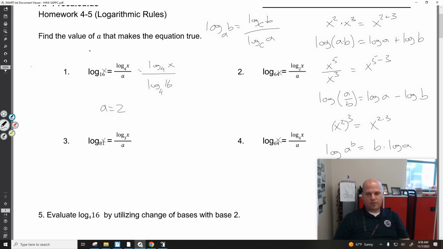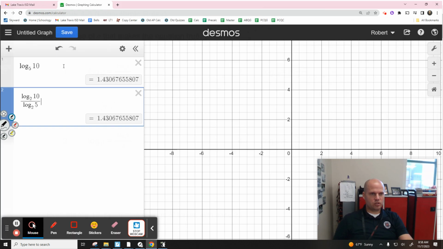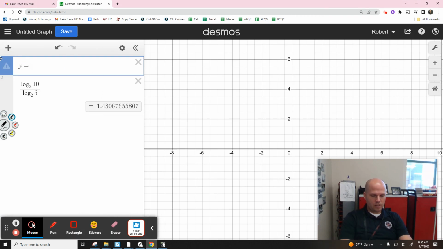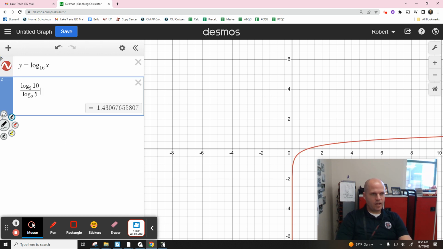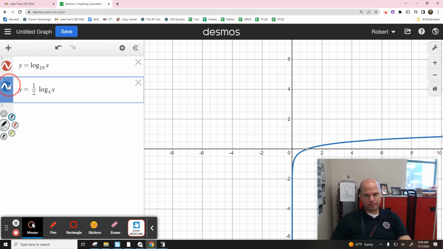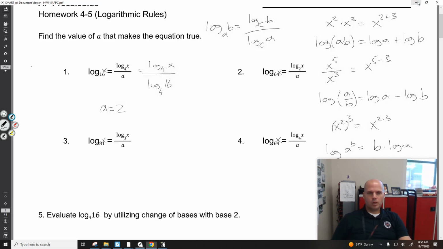That means the graph of log base 16 of x is equivalent to the graph of log base 4 of x, vertically dilated by a factor of a half. Just going to show you that really quickly, and then we'll move on. Y equals the log base 16 of x is equivalent to the graph of log base 4 of x vertically dilated by a half. See, they're on top of each other. Okay, cool. So really, let's just do the other ones.